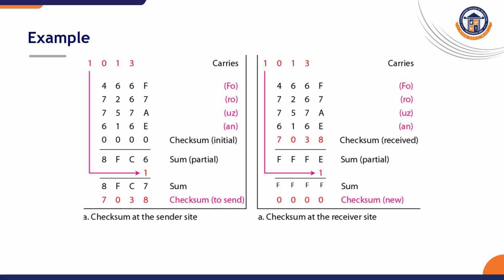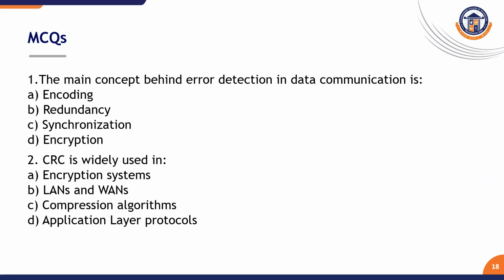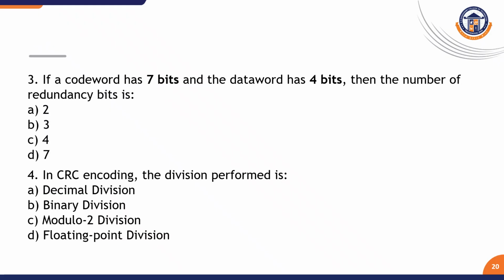With the concepts we have learnt, we are going for some MCQs. The main concept behind error detection in data communication is redundancy. CRC is used in LANs and WANs. If a code word has 7 bits and the data word is 4 bits, the redundant bits are 7 minus 4, which is 3. CRC encoding division is performed by modulo-2 division operation.